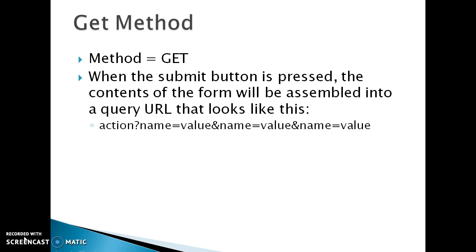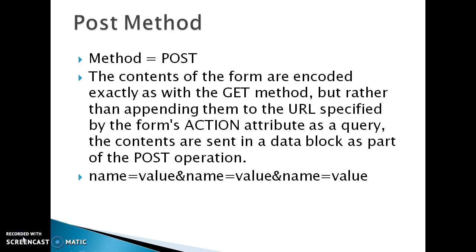If method equal to get is used, the form data is sent to the server through the URL. That is, when get method is used, the complete form data is appended to the URL. If method equal to post is used, then the complete form data is sent to the server through the HTTP request. That is, the data is encapsulated in HTTP request message.